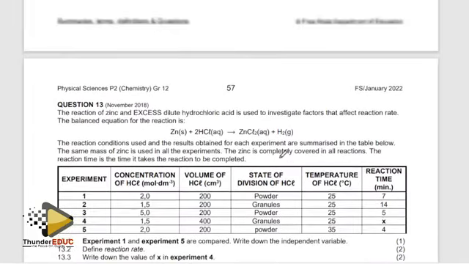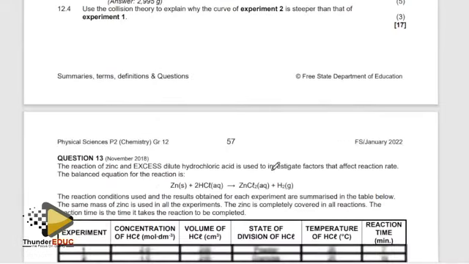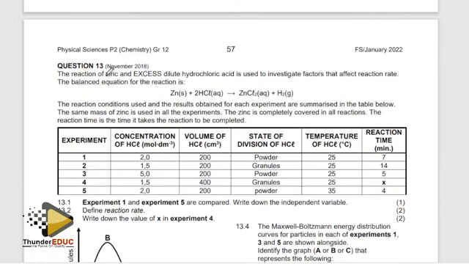Let's look at this experiment. They're saying the reaction of zinc, in excess, guys. The moment they talk about zinc in excess, it means that this one will never be a limiting reagent. There is someone who asked about the limiting reagent: can you please talk about identification of a limiting reagent?